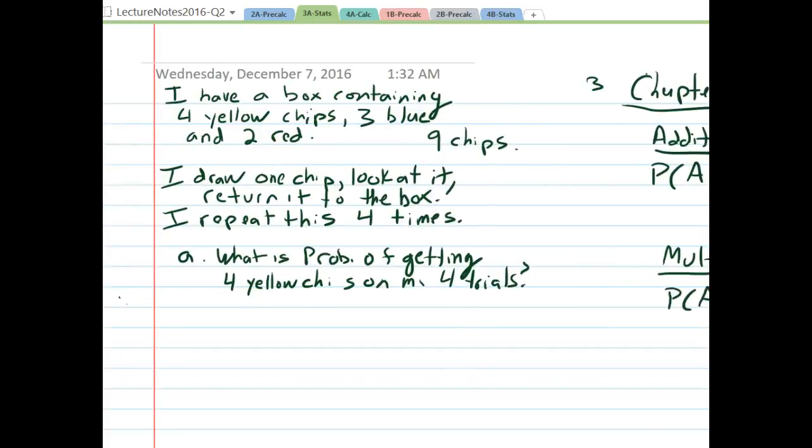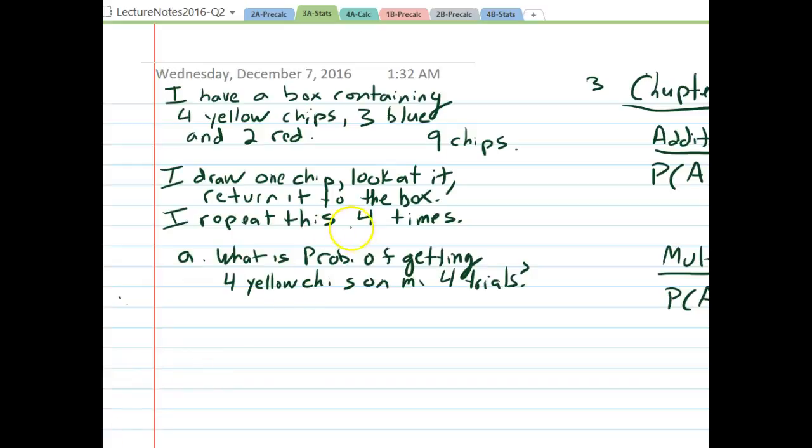Let's see how this would work on a problem like this. I've got a box and it contains 9 chips: 4 yellow, 3 blue, and 2 red. Here's what my experiment is going to be. I'm going to draw 4 chips with replacement. That means I'm going to draw one chip, look at its color, then return it to the box, shake the box up again, and then pull out another chip. And I repeat that process 4 times.